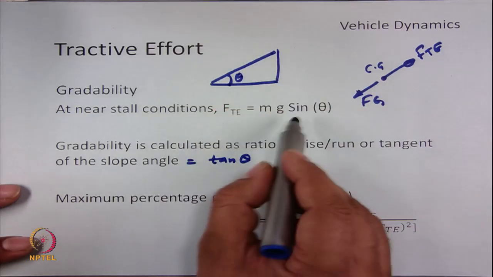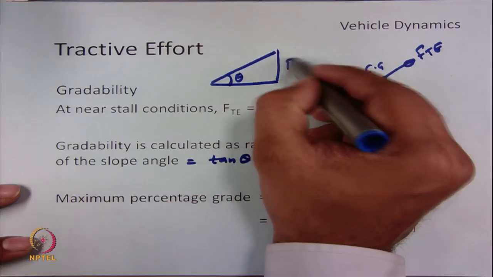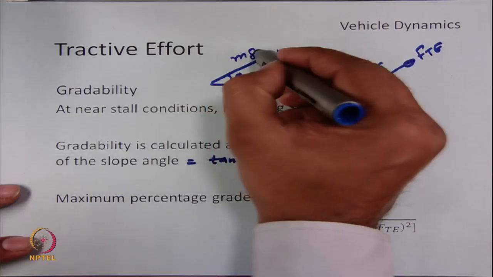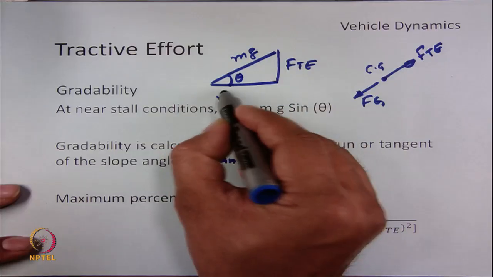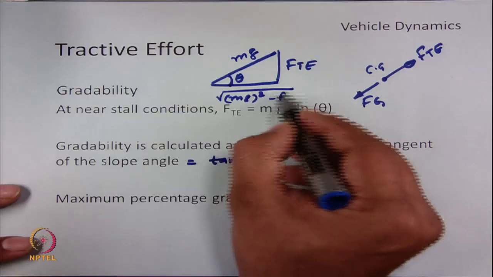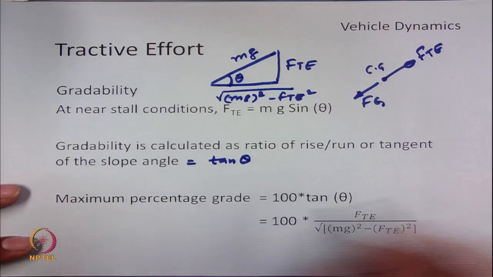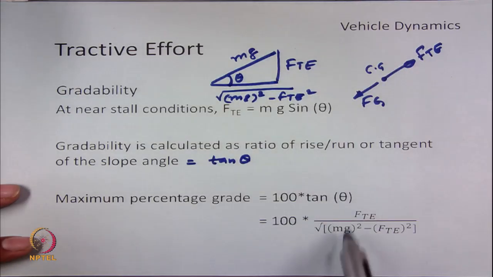sin theta. So, sin theta is FTE by mg. So, we can say that this is FTE and this is mg. In that case, this will be the square root of mg square minus FTE square. So, we can write this maximum percentage grade as 100 into tan theta, which is nothing but FTE by square root of mg square minus FTE square.